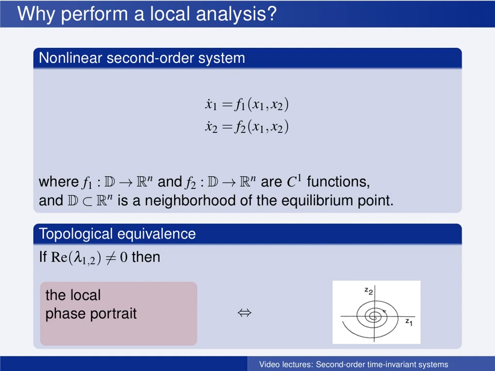The resemblance is only guaranteed near the equilibrium point, and that is because the local analysis is based on a linearization, where we disregard all the higher order terms of the error coordinates. And this is a valid approximation as long as the error coordinates are sufficiently small, meaning that the system is sufficiently close to the equilibrium point. And the resemblance is only guaranteed if the real part of both eigenvalues is non-zero.